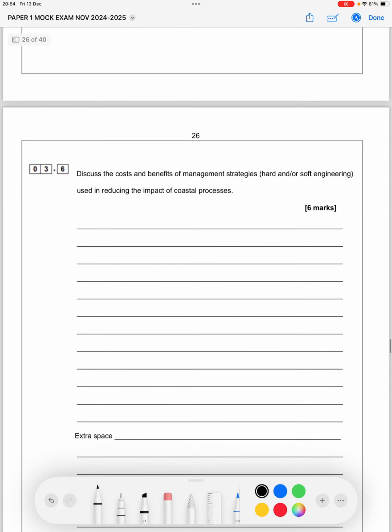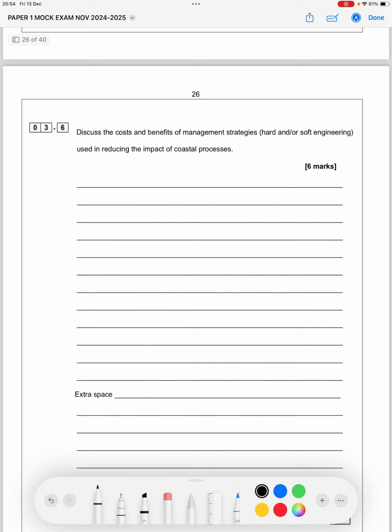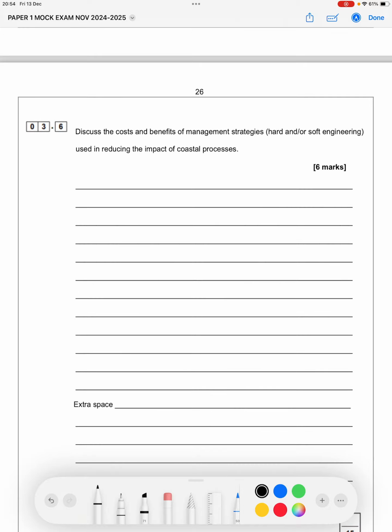Okie dokie, right, I think the last question is coming up. Yes, I believe this is the last one. So here we go. So, discuss, that's our command word. Discuss the costs and benefits, so the goods and bads, of management strategies, hard and or soft, so you don't have to do both. Okay, so it's basically saying to you, you can do hard or you can do soft or you can do both. It's up to you. Used in reducing the impact of coastal processes.